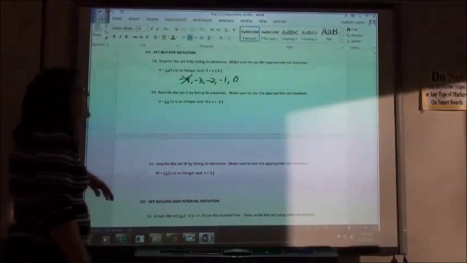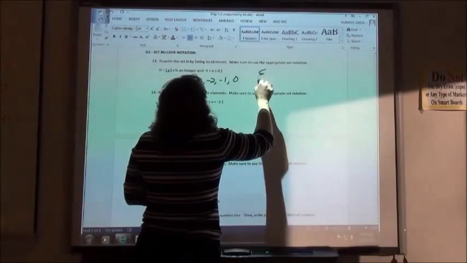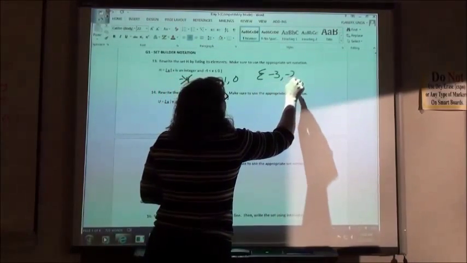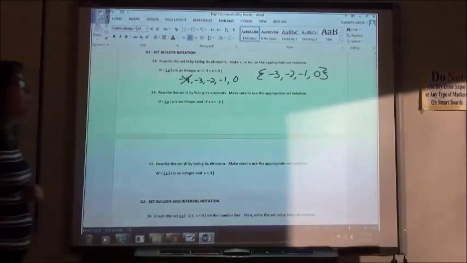It then also says that you have to use appropriate set notation. So you're going to have set symbols around your answers with commas in between each of your numbers. And so your answer will look something like that.